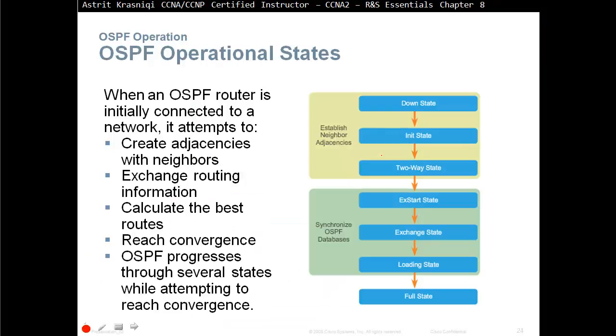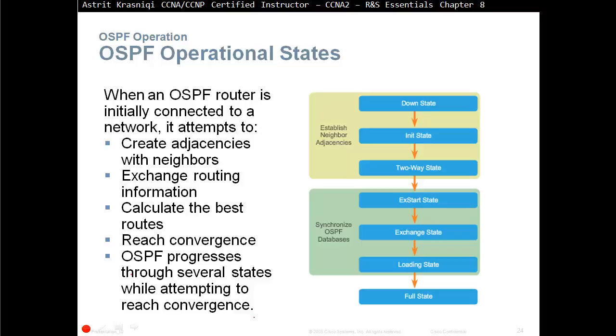So if I go back here, we got to two-way state, right? So when they see their router ID in our hello, in our neighbor list of the neighbors, then they will move to a two-way state, and then we can move on to the synchronization. So that's the first bit, is to establish our neighbor adjacencies.